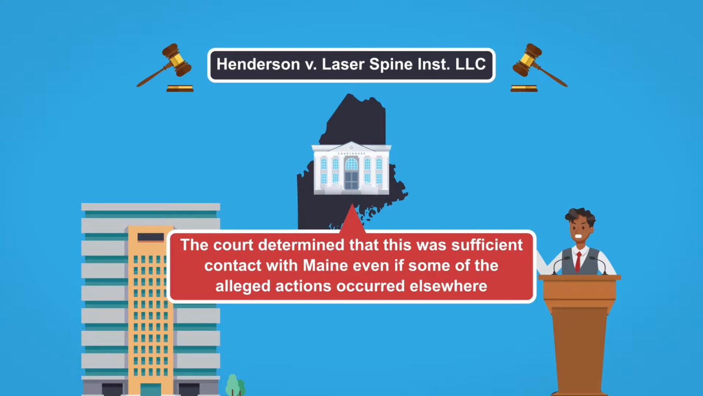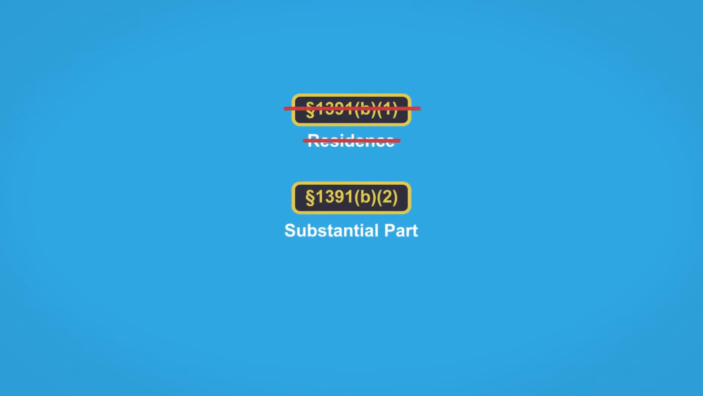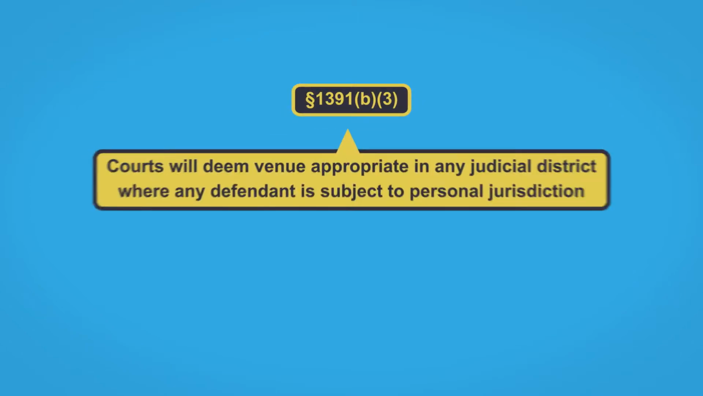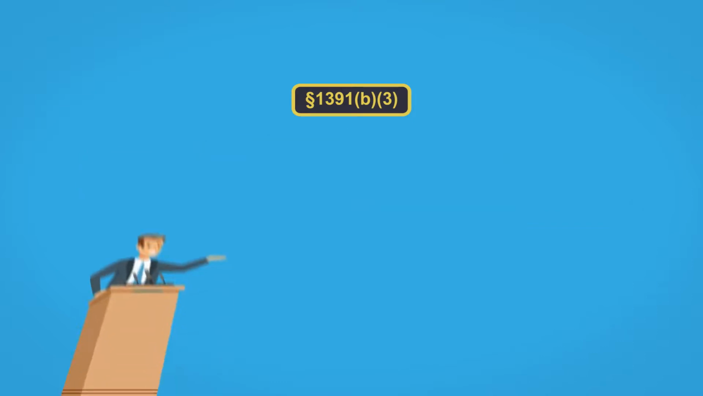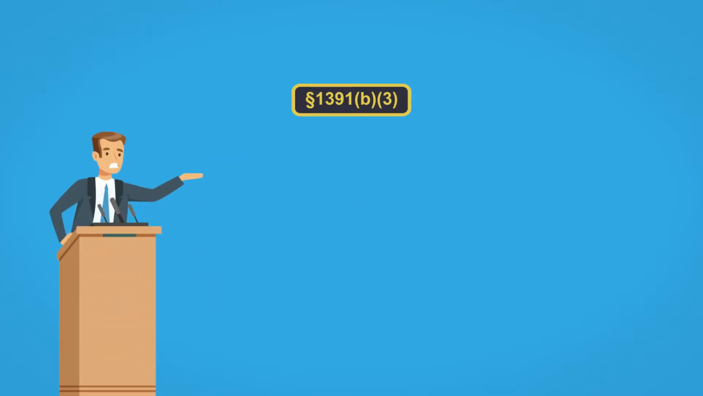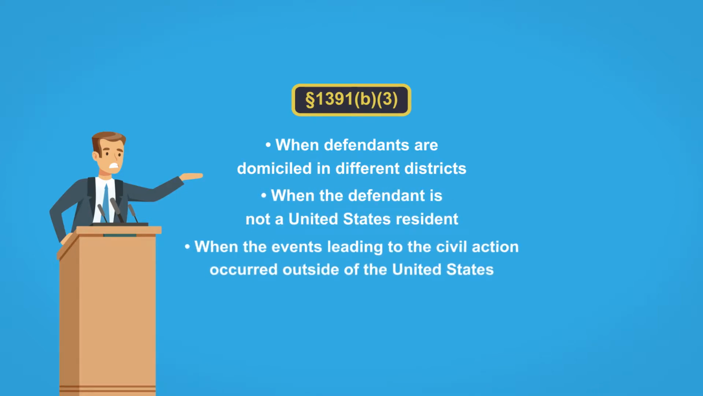If neither 1391(b)(1) nor 1391(b)(2) are satisfied, then the fallback provision, 1391(b)(3), kicks in, and courts will deem venue appropriate in any judicial district where any defendant is subject to personal jurisdiction. A plaintiff will typically look to this provision to satisfy venue when defendants are domiciled in different districts, when the defendant is not a United States resident, or when the events leading to the civil action occurred outside of the United States.